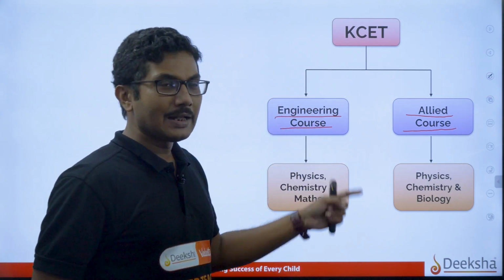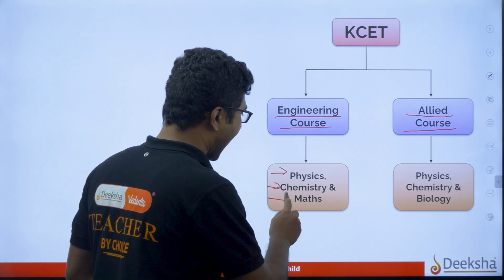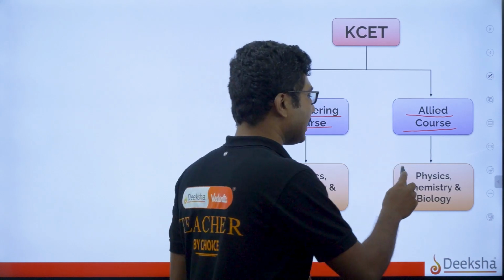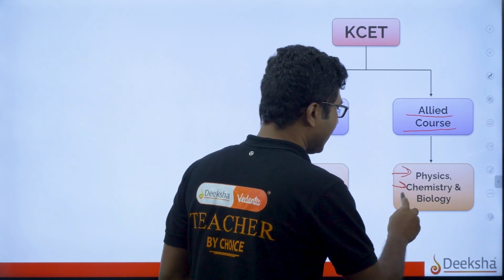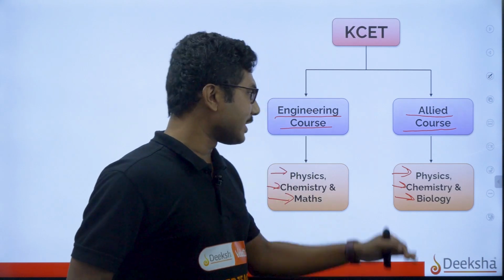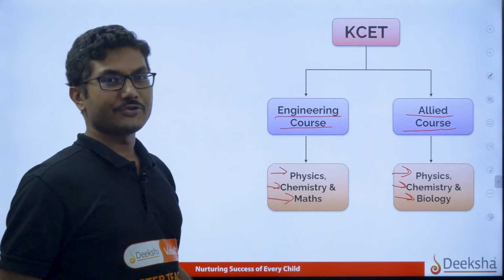Now, if you are appearing for engineering courses, then you have to appear for physics, chemistry and maths test. And if you are appearing for allied courses, then you have to appear for physics, chemistry and biology. So, allied courses: physics, chemistry, biology. Engineering courses: physics, chemistry and maths.